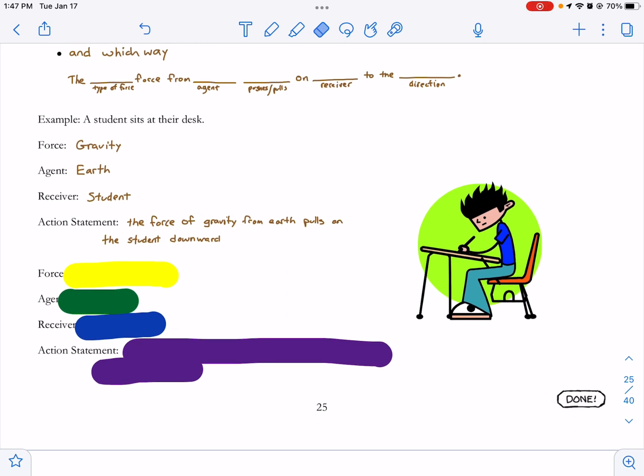Now you could rearrange those. So you could say the force of gravity from Earth pulls down on the student. That would be okay too.